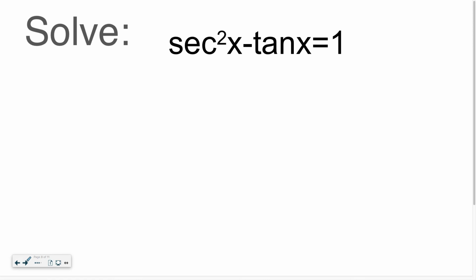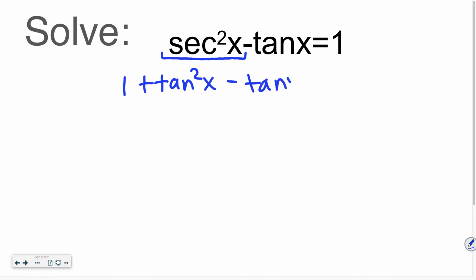Secant squared x is the same as what? I think it's 1 plus tangent squared, isn't it? Right? Is that it? Yeah? Okay. Now we're all in the same family, or we're all the same trig function. So now we would be able to do some factoring. However, what does your equation need to be set equal to factor? 0. Do not factor unless that equation is set equal to 0.